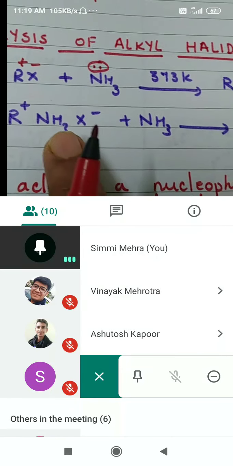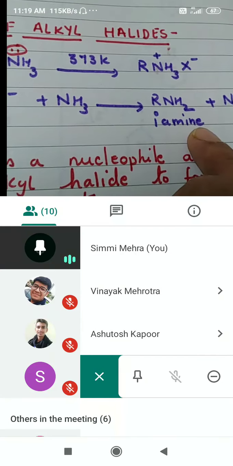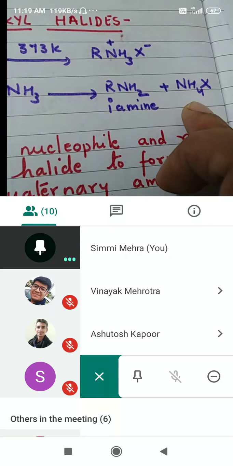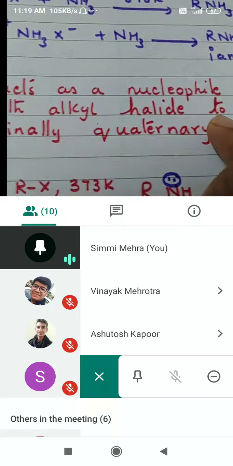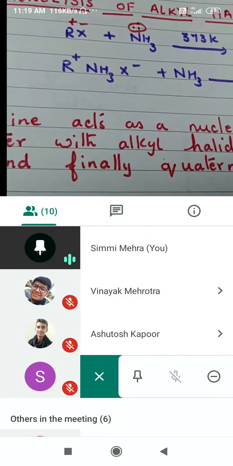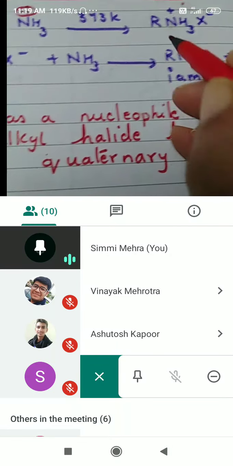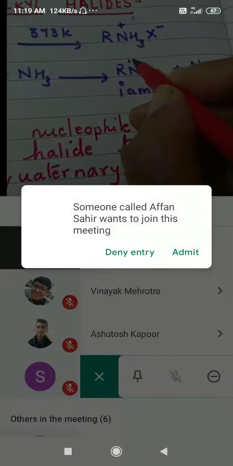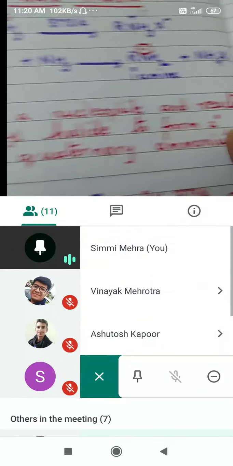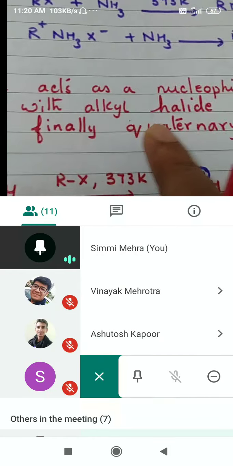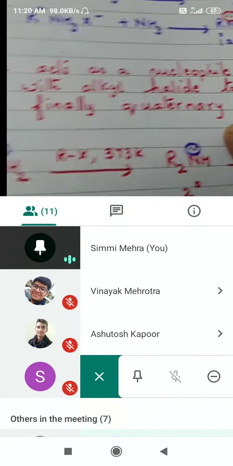Is that clear? Now this, when treated with excess of ammonia, will form a primary amine and ammonium salt. All right. 1 degree amine acts as a nucleophile. What is a nucleophile? Because it has got a lone pair, it will look around for positive charge. So it will act as a nucleophile and react further with alkyl halide to form 2 degree, 3 degree, and finally a quaternary salt.